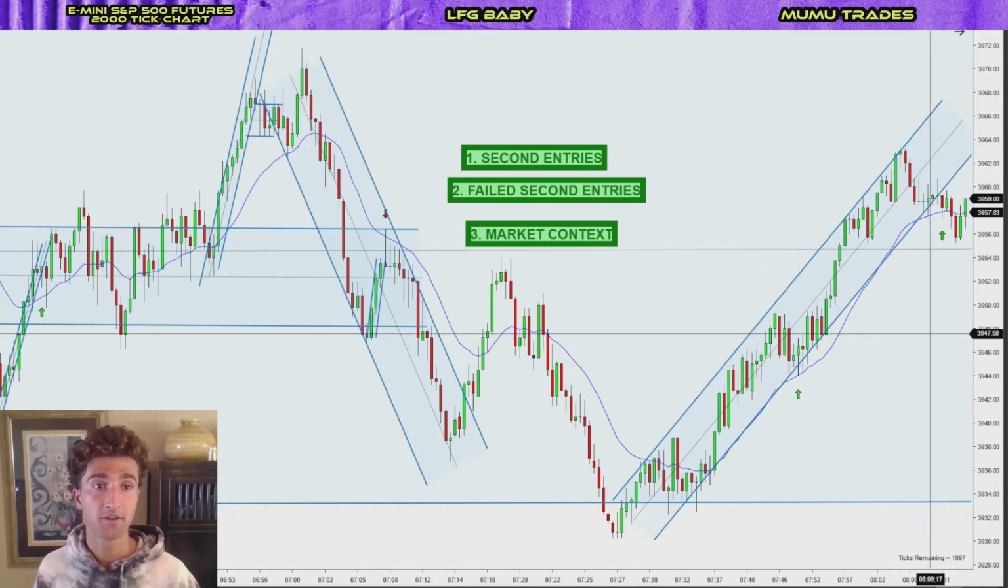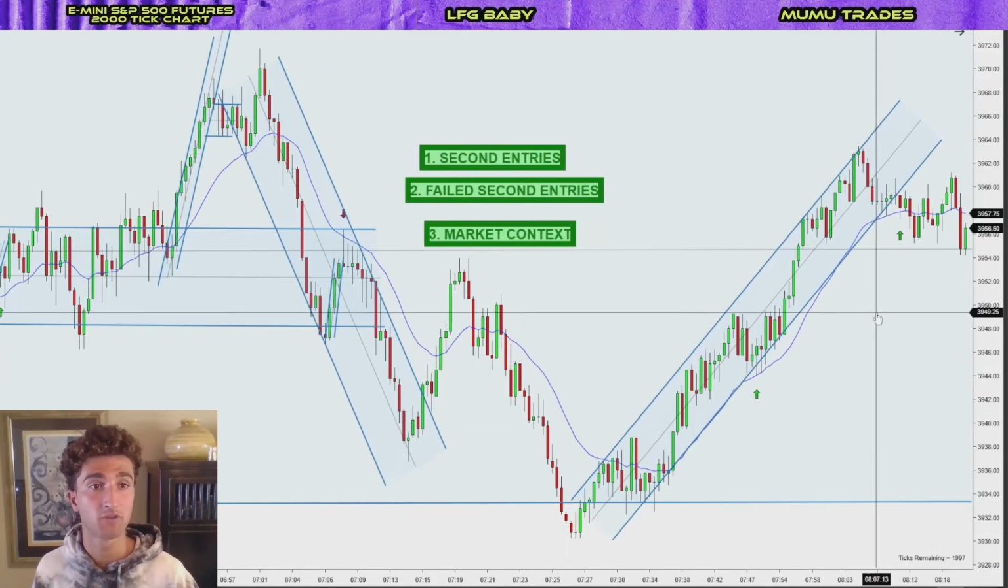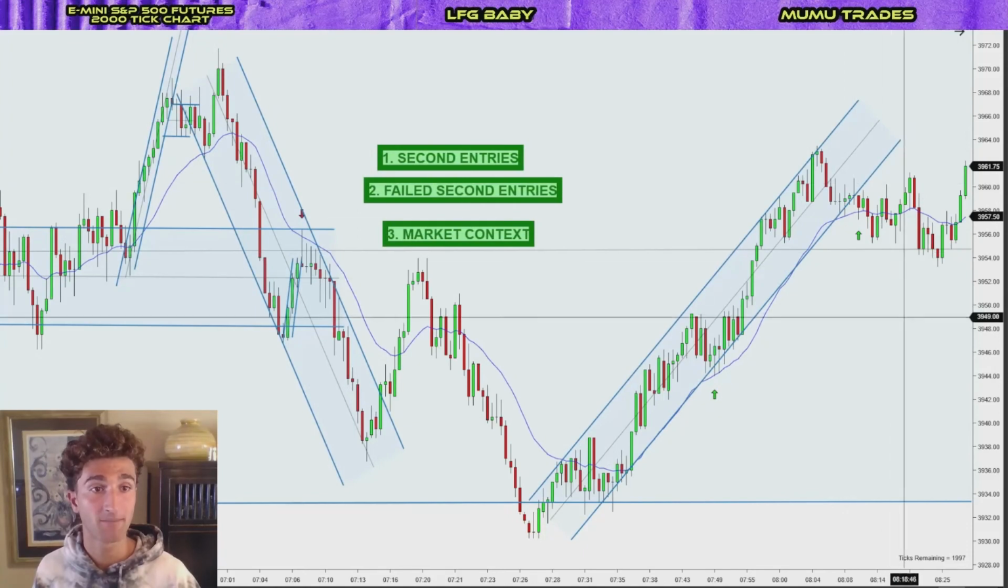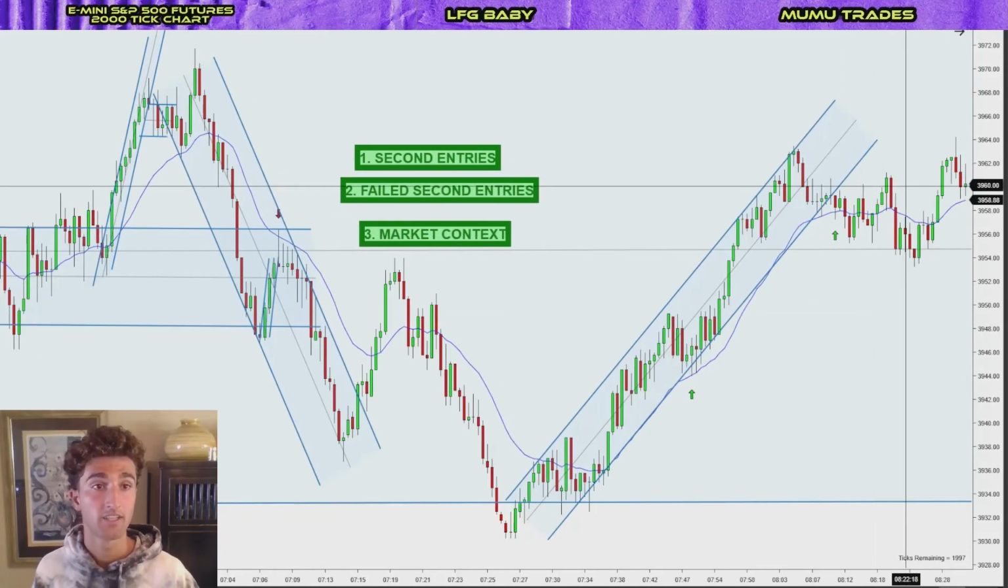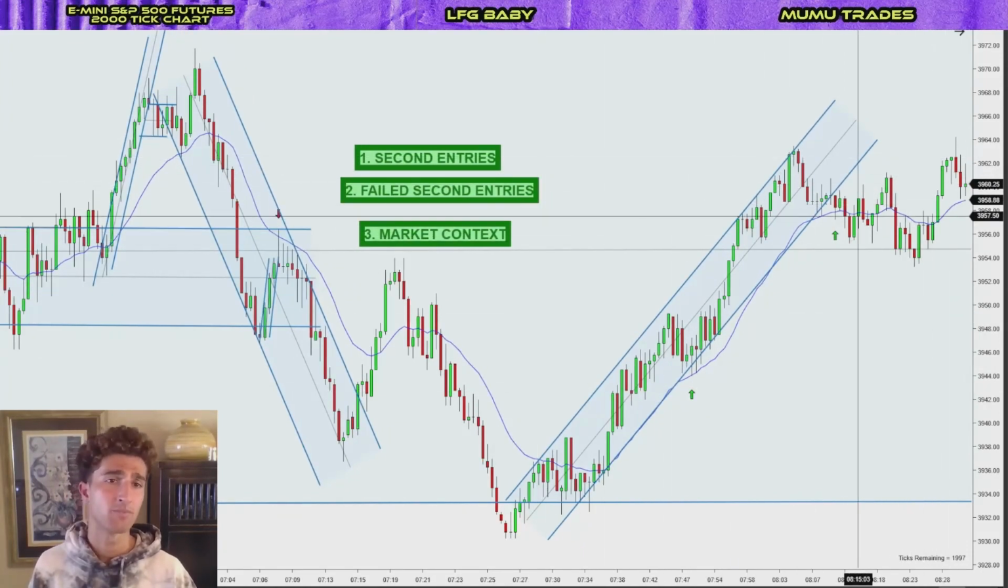Now we had a break. We're still expecting a new high of this uptrend. Let's see if we get it. We get an attempt at it. We get another attempt. So now we can see, okay, we had a break and a new high.